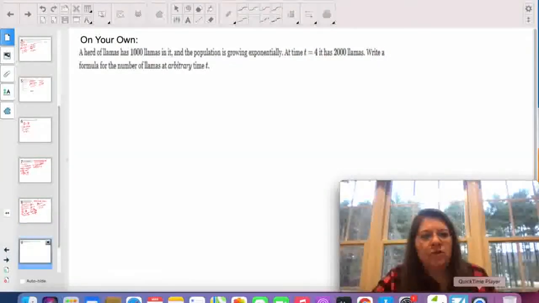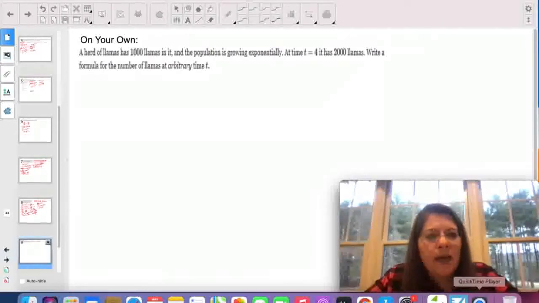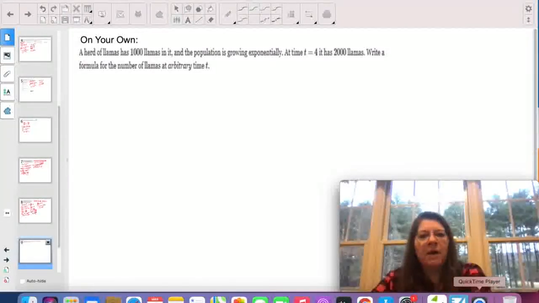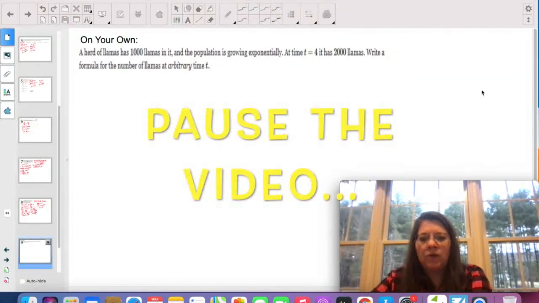So here's one I want you to try on your own. A herd of llamas has 1,000 llamas in it, and the population is growing exponentially. At time t equals 4, it has 2,000 llamas. Write a formula for the number of llamas at an arbitrary time t. So this is an exponential growth and decay problem. Go ahead and pause the video, see if you can get that equation.